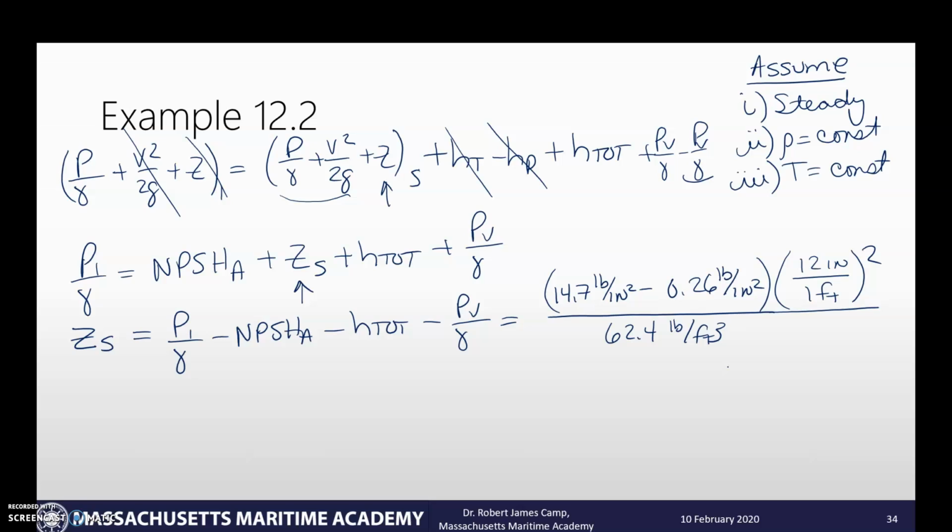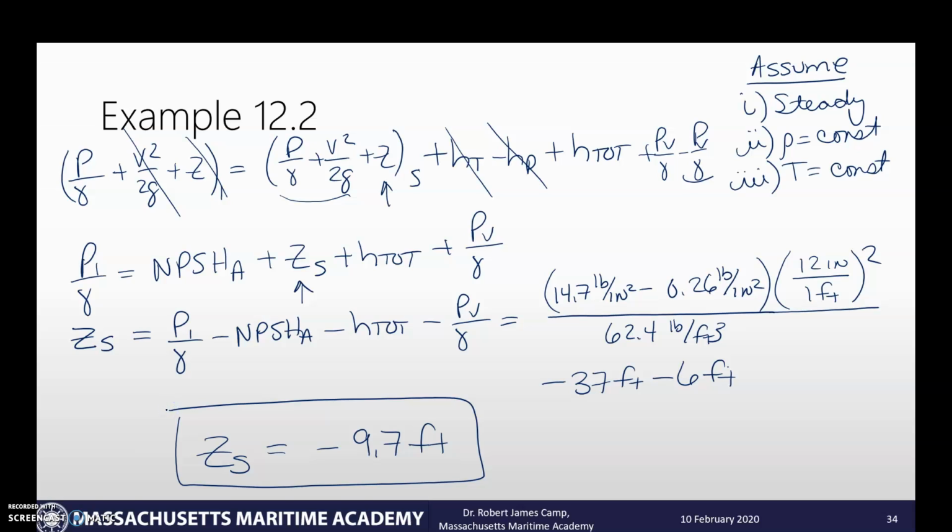So we'll continue here on the next line. NPSH available. We look that up in our chart, and that's 37 feet. And then the problem told us we have 6 feet of head loss total. So if I calculate this out and plug all the numbers in, I'm going to get negative 9.7 feet. So that tells me that to have this operate under these conditions, my pump has to be almost 10 feet below the surface of the water. Otherwise, we're in danger of cavitation.